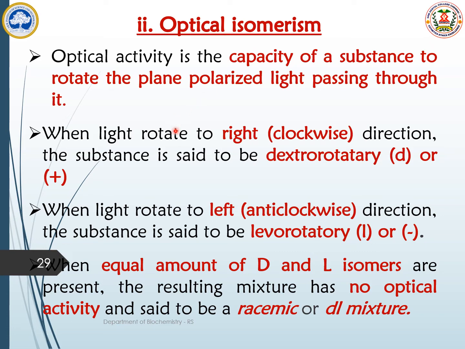When the light is rotated to the right, or clockwise direction, the sugar is said to be dextrorotatory, or plus. When the sugar rotates the light to the left, or anti-clockwise direction, the sugar is said to be levorotatory, or minus. When equal amounts of D and L isomers are present, the resulting mixture has no optical rotation or optical activity. Then the mixture is referred to as a racemic mixture, or DL mixture.